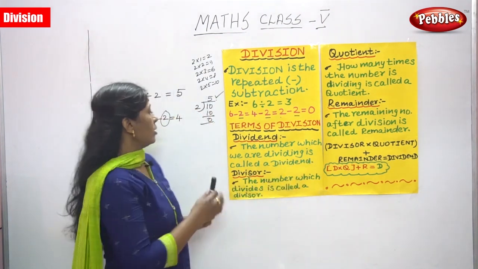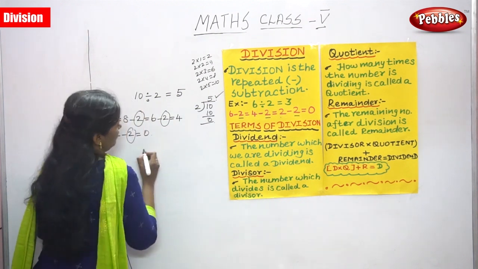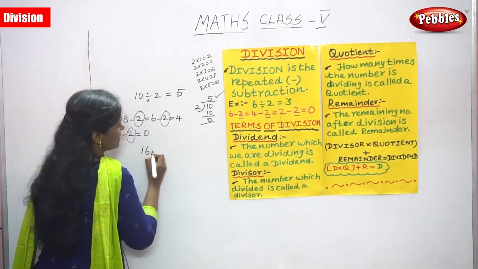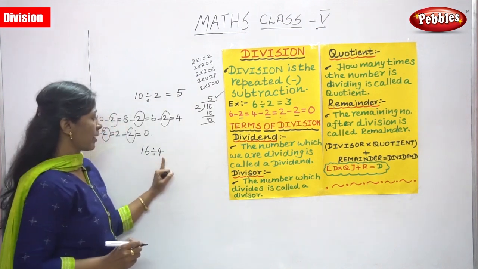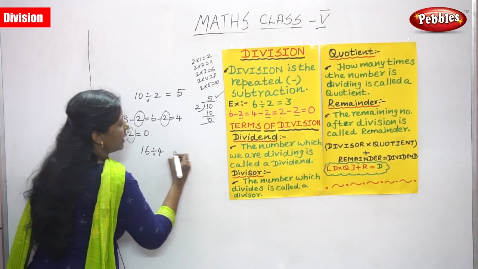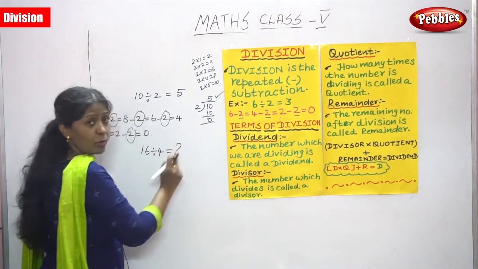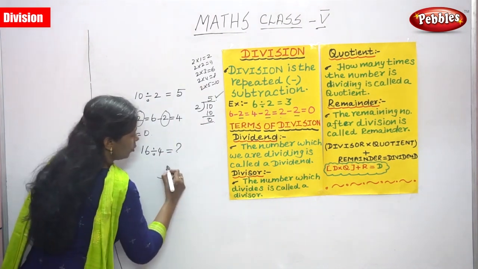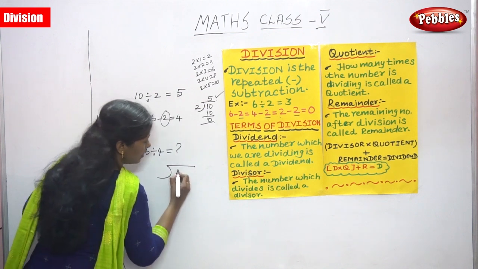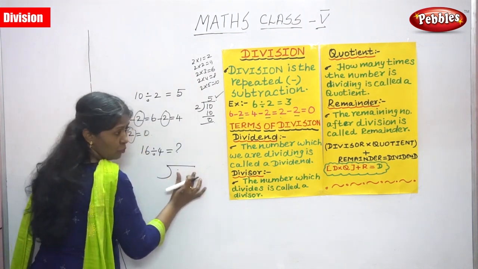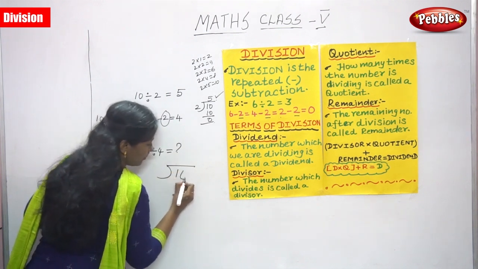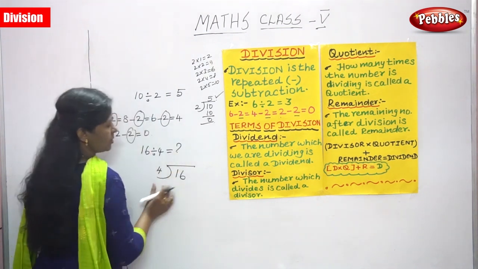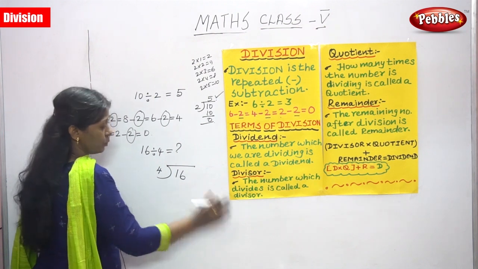First I'll tell you, 16 is divided by 4. Question, 16 divided by 4. In this case we have to find out the answer. So division means this is a symbol. This is the pattern of division. This is what we have to write: 16 divided by 4. This is the right procedure.